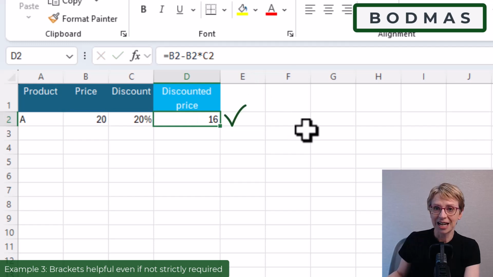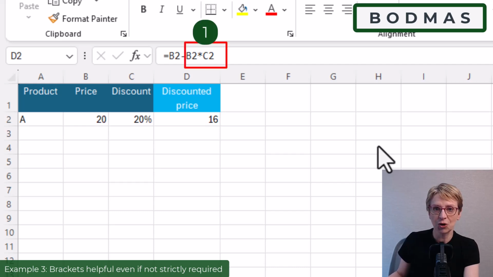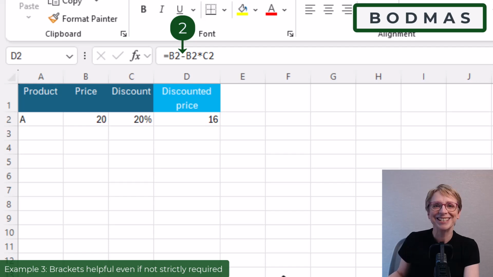And I get the correct answer, which is 16. Because multiplication comes before subtraction, Excel calculates B2 multiplied by C2 first. Then it subtracts it from B2, which happens to be correct, so the brackets aren't strictly required. But if you later came back to your formula or someone else looked at it, it may not be immediately obvious what the formula is doing.